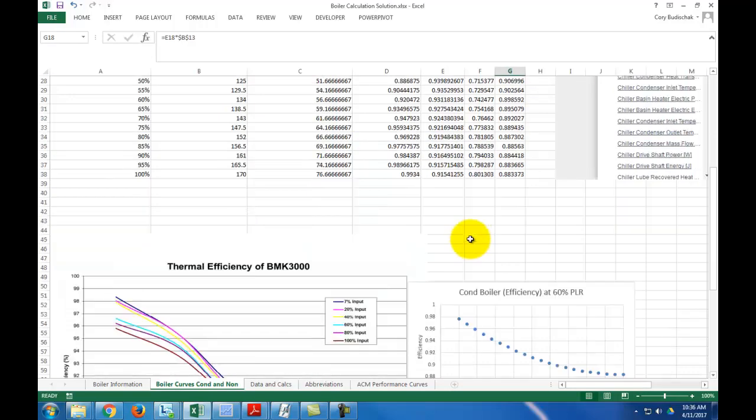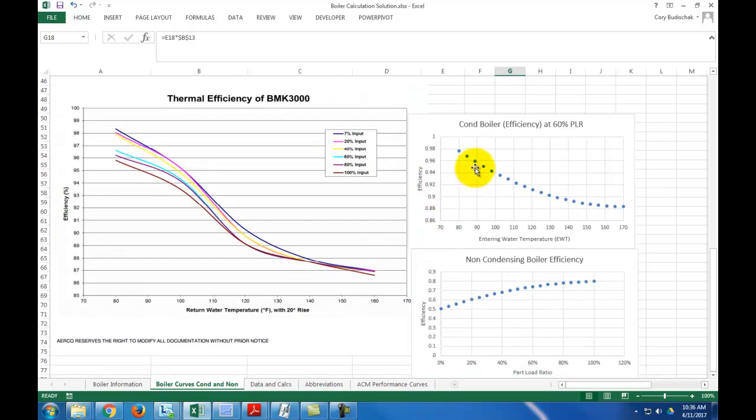Okay, and so these are the curves that we end up with. So this is the condensing boiler, and you can see that it's not perfect, but it's similar to this. It goes up at low entering water temperatures, and then goes steadily down. And this would be like the cyan curve here. So this is for the 60% input. So not perfect. And then I don't have another curve for the Kiwani.